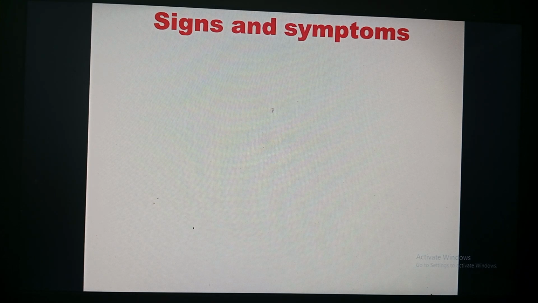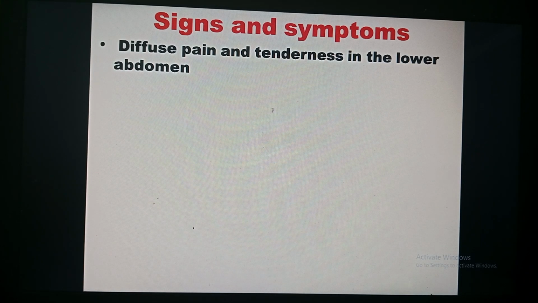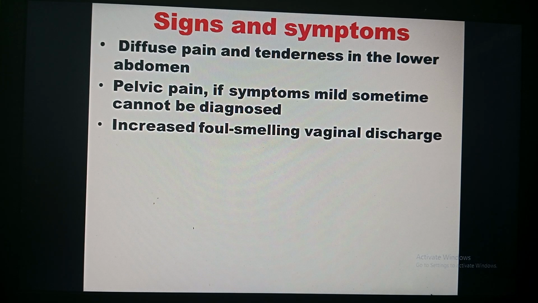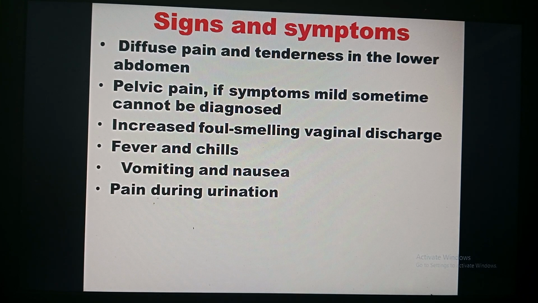So what may be the signs and symptoms? As I said, when a woman is infected in any of the pelvic organs, she may have lower abdominal pain, lower pelvic pain, pain during urination, pain during intercourse, and increased foul smelling vaginal discharge. It may be white in color, or a little red, or mild yellow also. Due to infection, fever and chills will also be there, fatigue, nausea and vomiting will also be there.